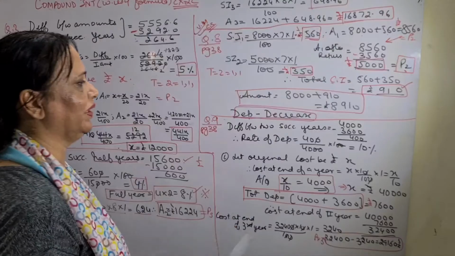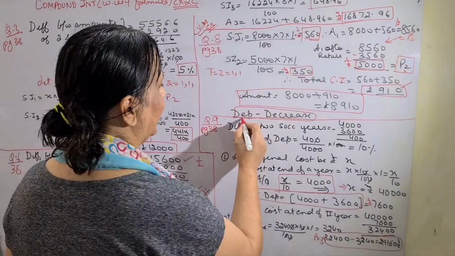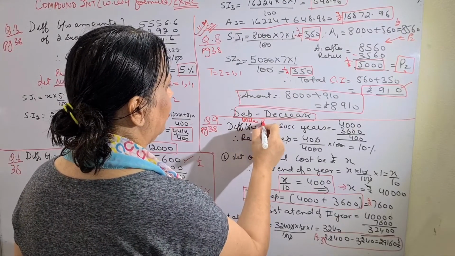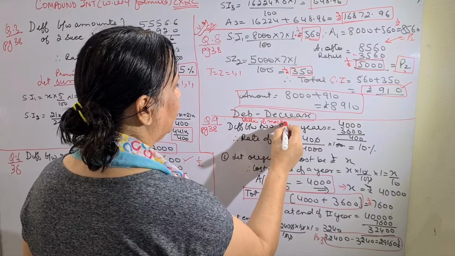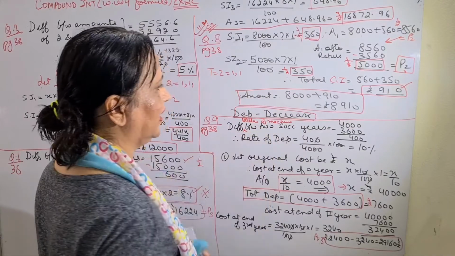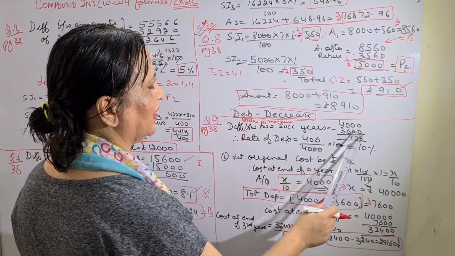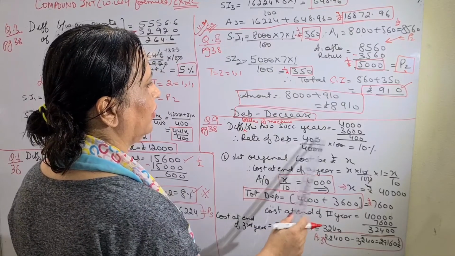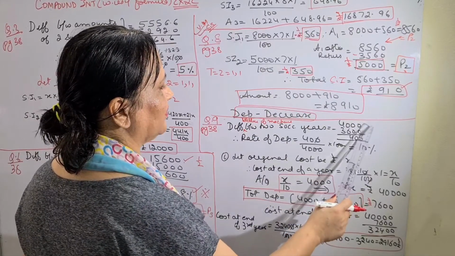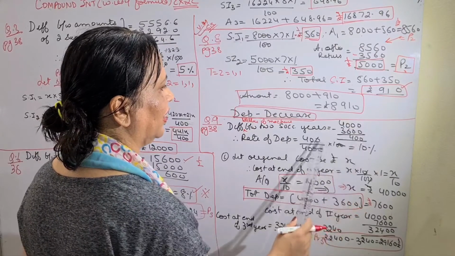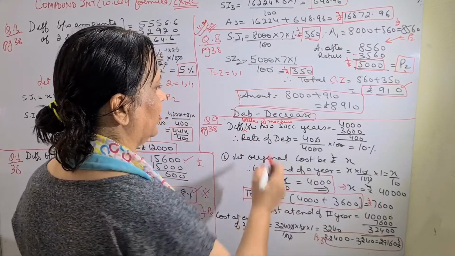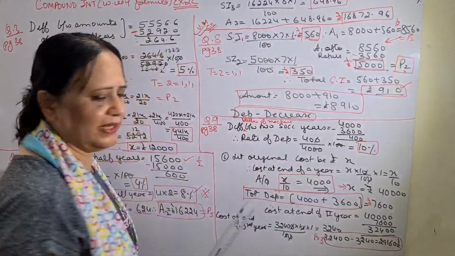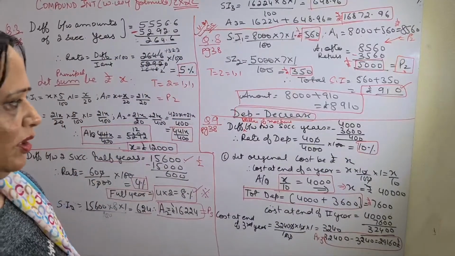So the difference between two successive years. You can write the difference between the values of the machine of two successive years. That is 4,000 minus 3,600, 400. You know how to find rate. Rate will be difference upon the first one. First depreciation was 4,000, into 100, and that will give you the rate of depreciation, 10%. I hope you followed. Then they have asked me to find the original cost.